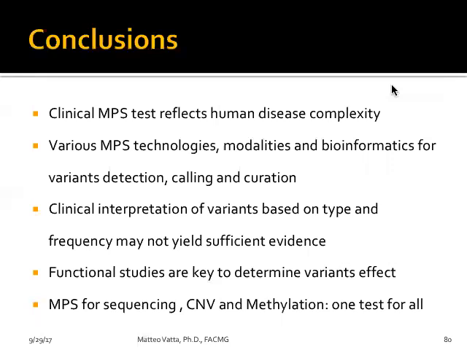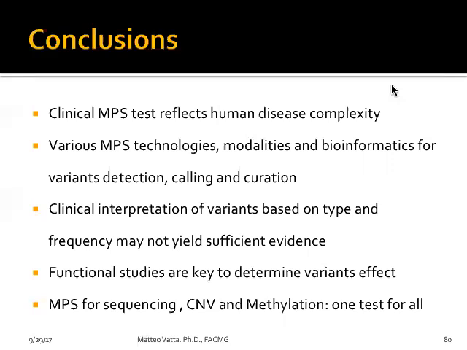give some take-home messages: clinical massive parallel sequencing has been put in place because it reflects the complexity of the human genome. Where we need more information at a higher depth and a higher throughput, there are a lot of technologies that can lead to the capturing and detection of sequencing data, and there are different modalities and also bioinformatic pipelines for variant detection, calling, and curation.